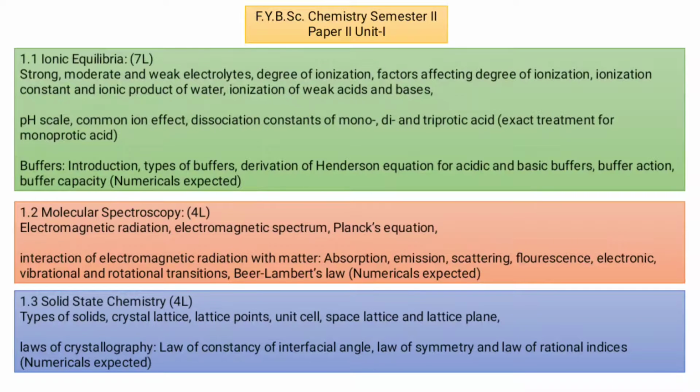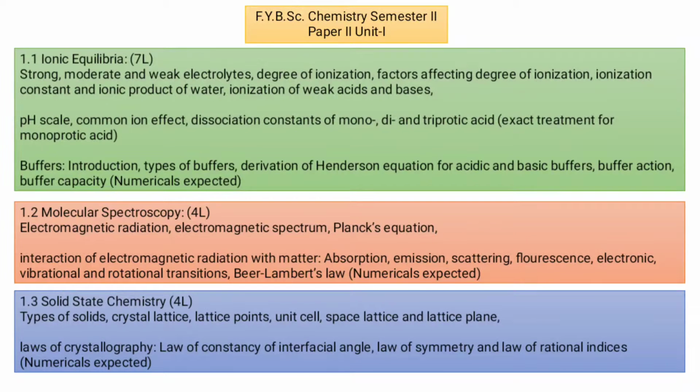In ionic equilibria, I said we have to talk about the electrolyte, their types, then degree of ionization, factors affecting the degree of ionization. Then the ionization constant and ionic product of water, ionization of weak acids and bases. Then the pH scale, the common ion effect, dissociation constant of mono, di, and triprotic acids, then the exact treatment for monoprotic acids. Buffer, their types, their derivation, the Henderson equation we have to see. Then what buffer action and buffer capacity are, we will see.